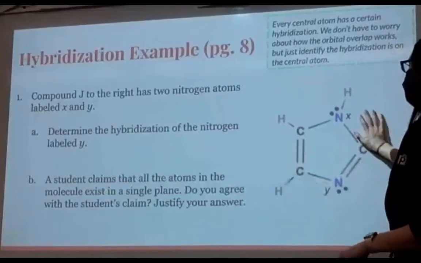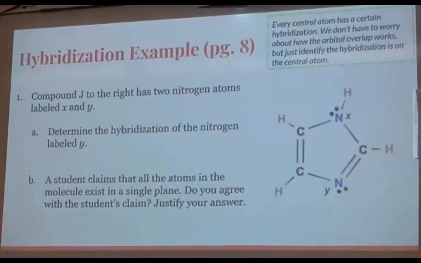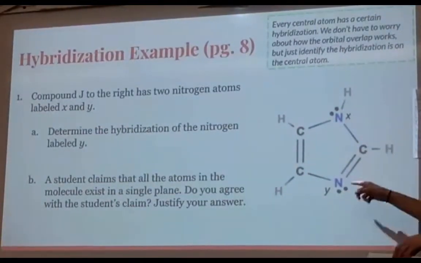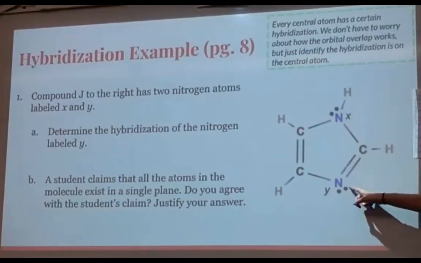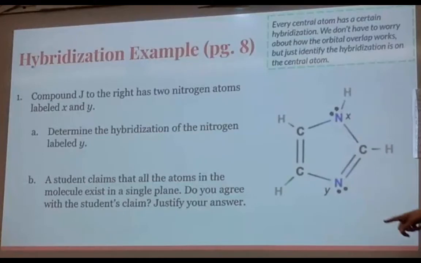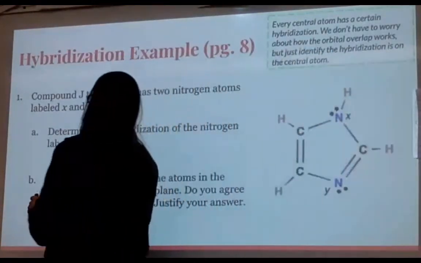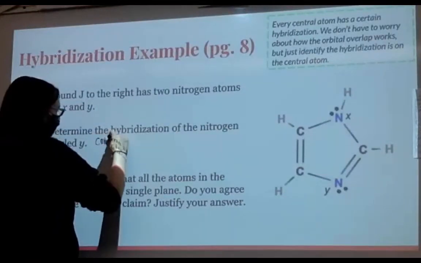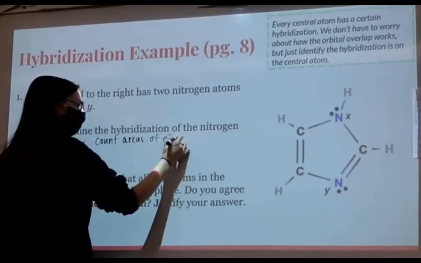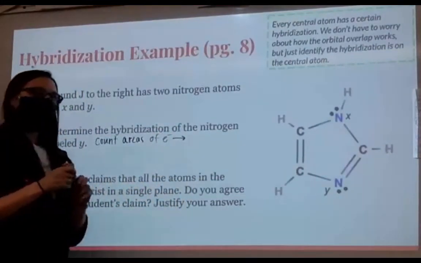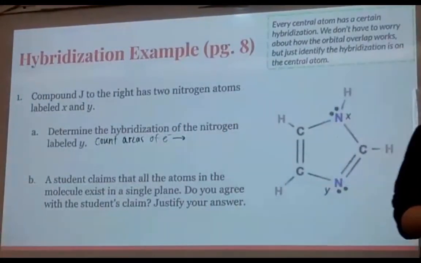So here it gives us the Lewis structure, and it says that this compound has 2 nitrogen atoms. They labeled one X and one Y. Part A says determine the hybridization of the nitrogen labeled Y. So we're determining the hybridization of this nitrogen down in the bottom. To determine hybridization, count the areas of electrons. So it's based on the electron domain geometry.